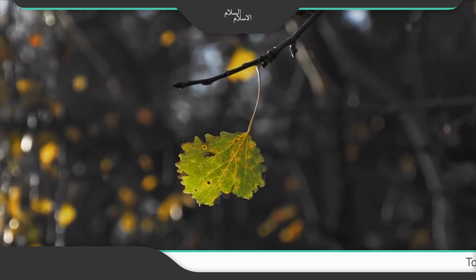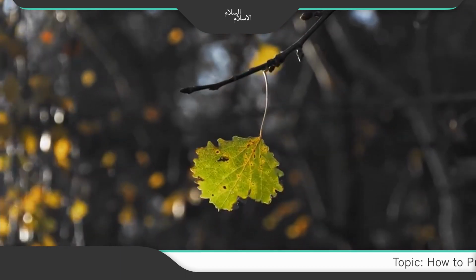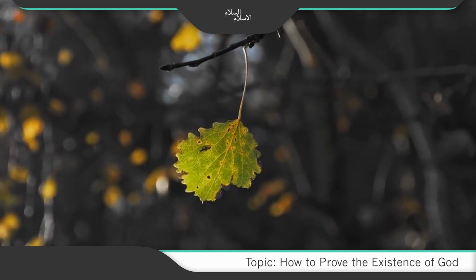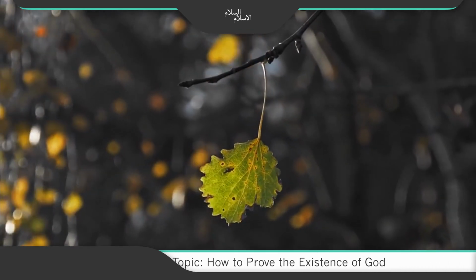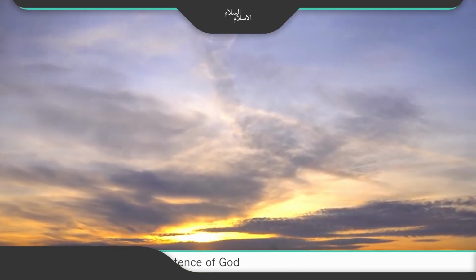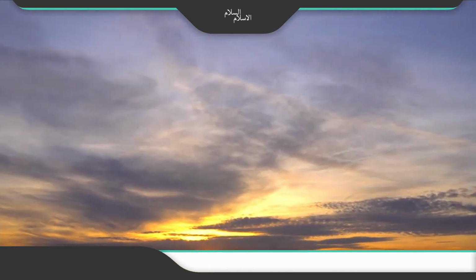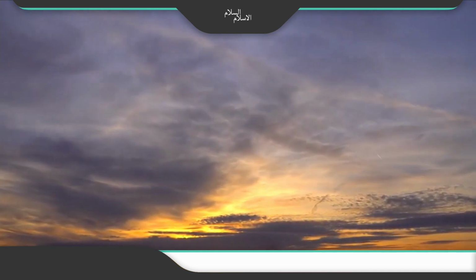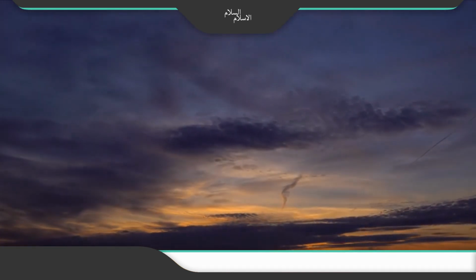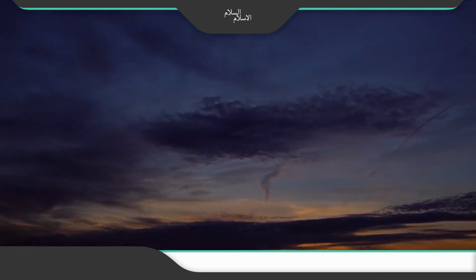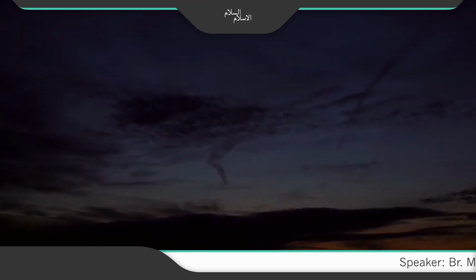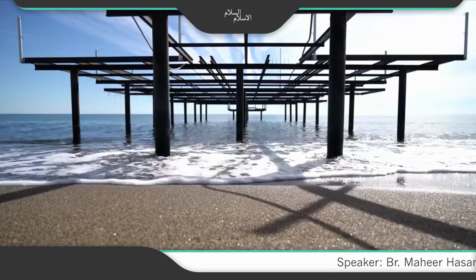Welcome to another episode of IIP Discussions. Today we're going to go through two simple arguments on how to prove the existence of God. Now, there are multiple arguments that we can use to prove the existence of God, for example, the ontological argument, or the teleological argument, or the argument from motion. Today we're going to go through two simple arguments, the cosmological argument and the argument from necessary and contingent existence.